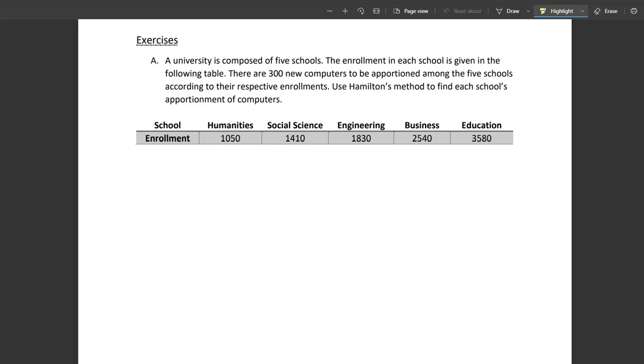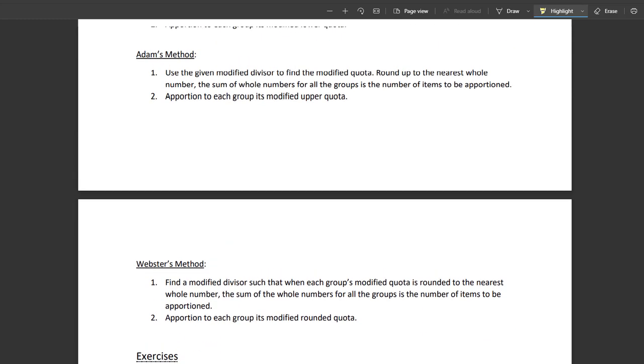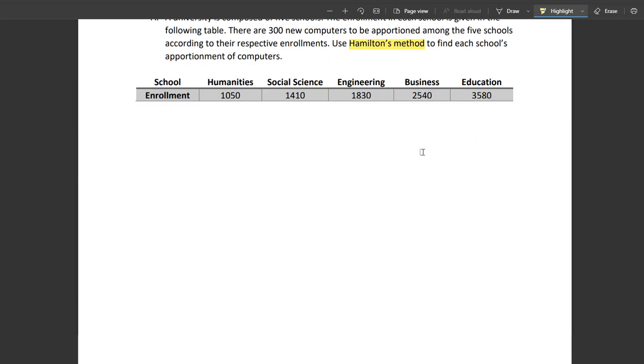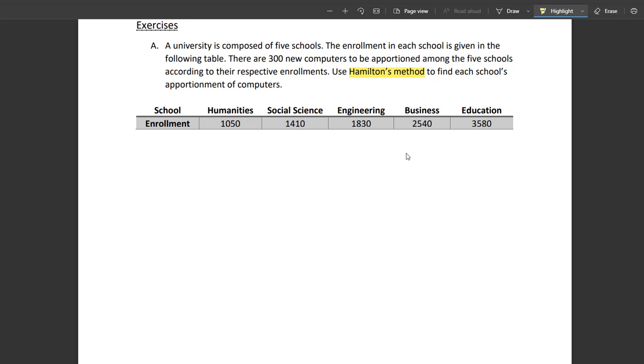The first method that we're going to be looking at is Hamilton's method. In Hamilton's method, we have three steps. We're going to calculate the standard quota. We're going to round each standard quota down to the nearest whole number. And then any surplus items we are going to give one at a time to the groups with the largest decimal parts.